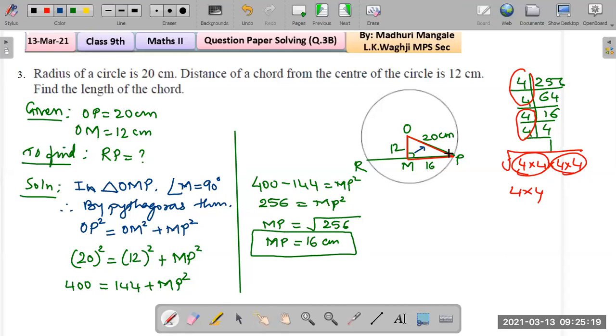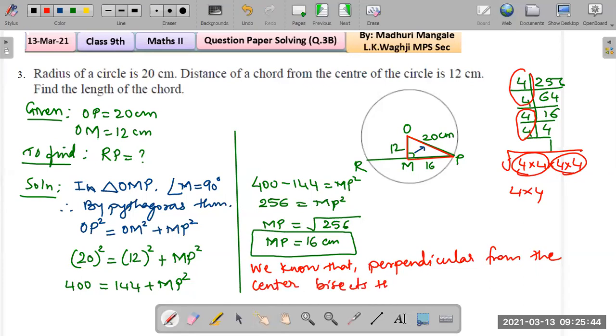This is a property from the chapter circle. And let me write it out in red. We know, what do we know? We know that perpendicular from the center bisects the chord. What do you mean by bisect? Bisect means it will break the chord into two equal parts, and also it will be 90-degree.